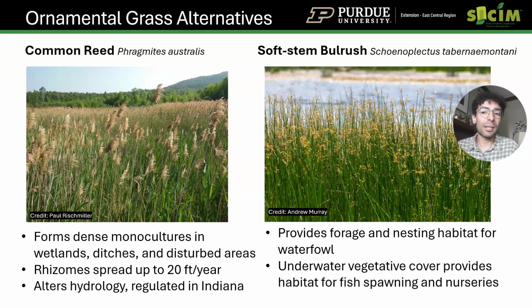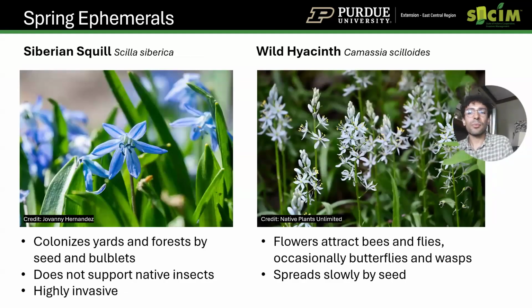I've also seen that these are pretty beneficial in vernal pools if you have a smaller temporary body of water that's really more for amphibians. These bulrush really give a lot of nice cover to those young salamanders or tadpoles as well. So then we'll move on to spring ephemerals.